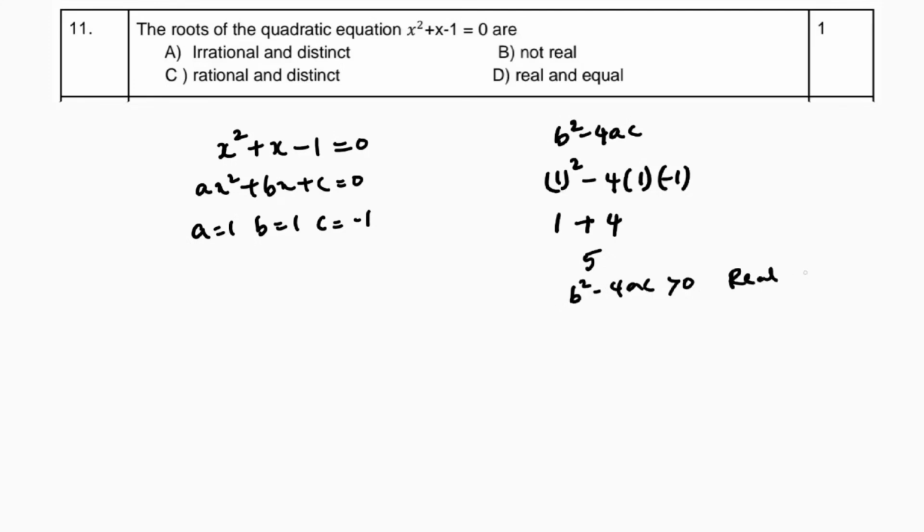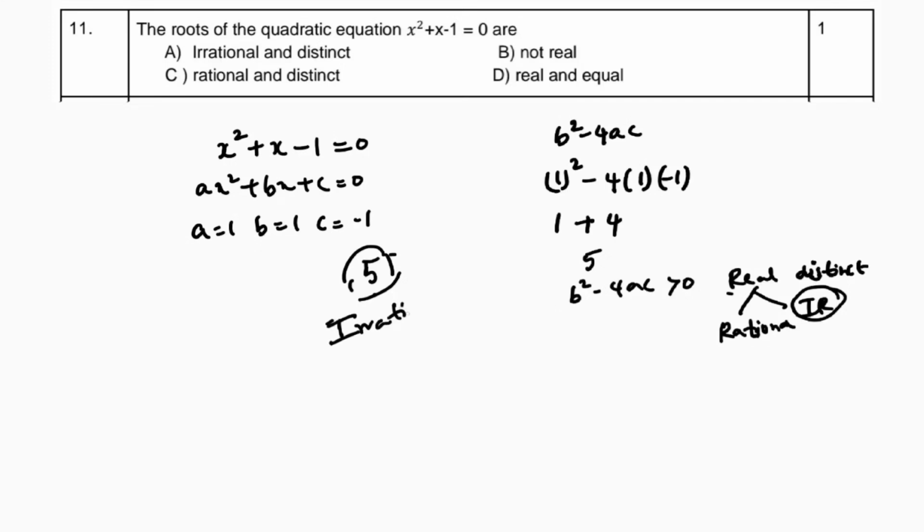So it's real and distinct. But among real numbers, there are real and equal, or not real, as options. But real you have two options again, rational or irrational. So here you got b square minus 4ac as 5. 5 is not a perfect square, so it is irrational and distinct. Irrational and distinct. So directly with the number, how can we decide irrational and distinct?